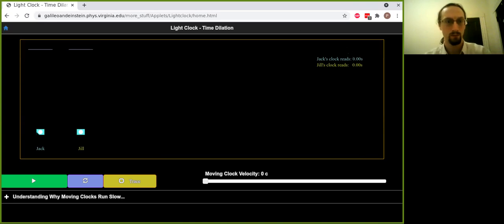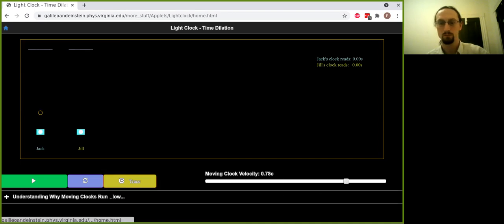Remember, we have Jack and Jill in this little animator here. See if they're both not moving. Their little light clock, very slow light clock, bounces, nothing changes. Now, let's try increasing Jill's velocity. It's about 75% the speed of light.